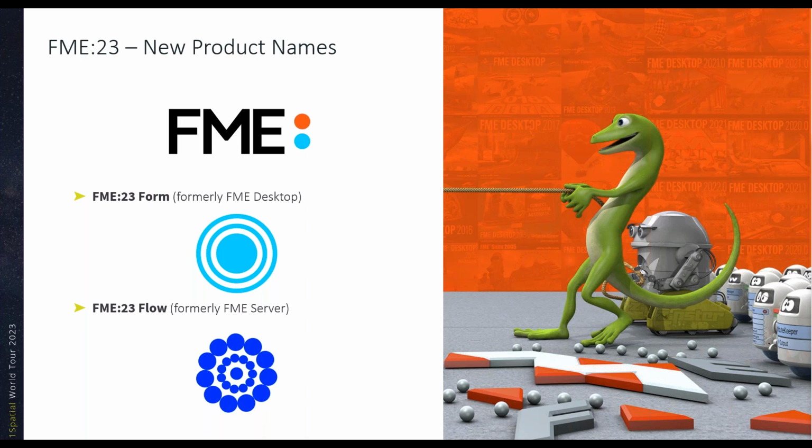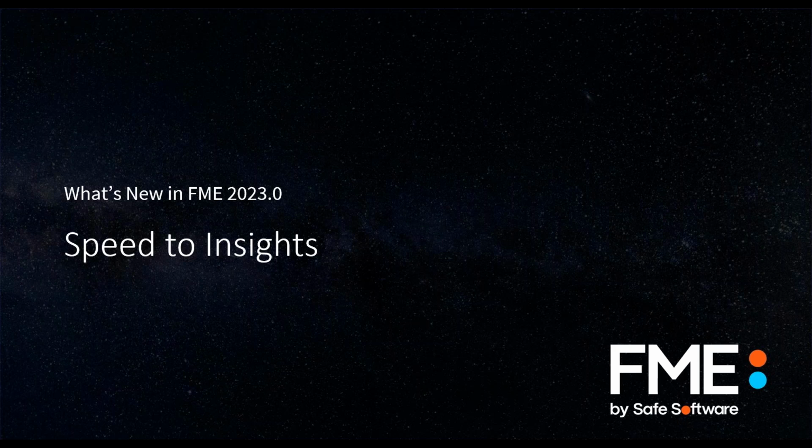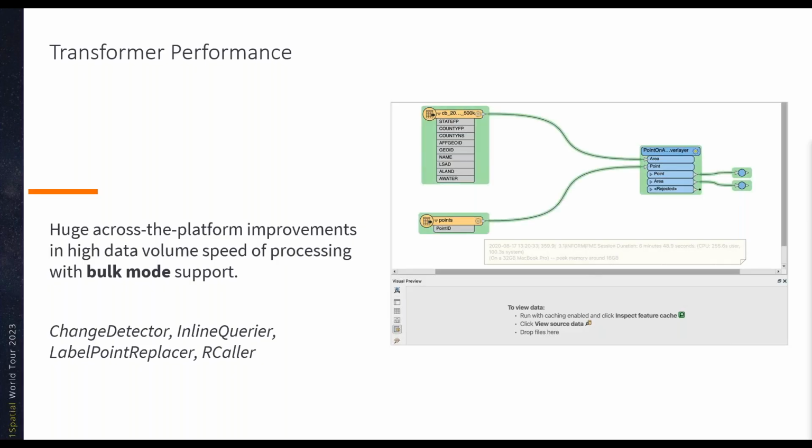So let's move into the detail of what's new within Form and Flow. And this can be broken down into three main categories: speed to insights, team collaboration and productivity, and operational efficiency. And we're going to focus on one of these at a time. So the first section we're going to look at is speed to insights.